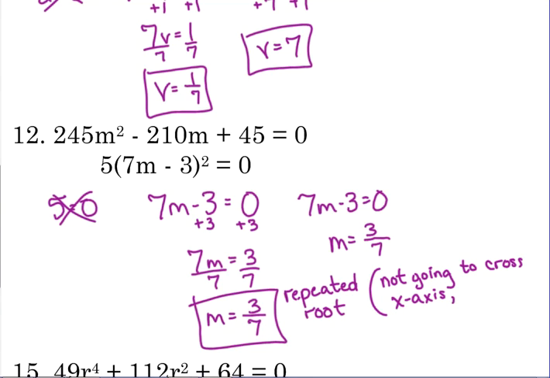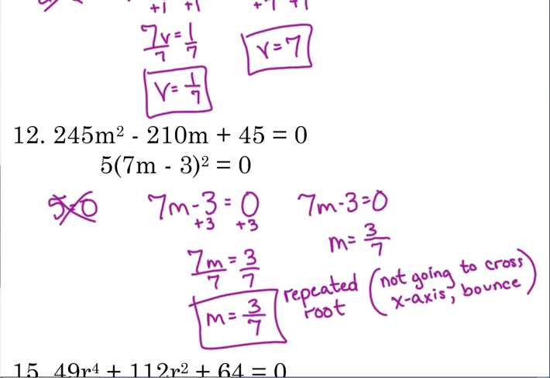but sometimes you may see the term it will bounce. Okay, it's not going to cross the x-axis, it's going to bounce on the x-axis when you get there. It's going to come down or it's going to come up. Either way, it's going to touch it and then it's going to go back down or go back up. That's when it's repeated an even number of times.